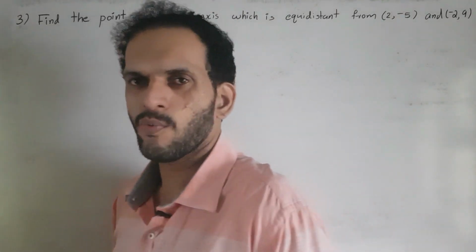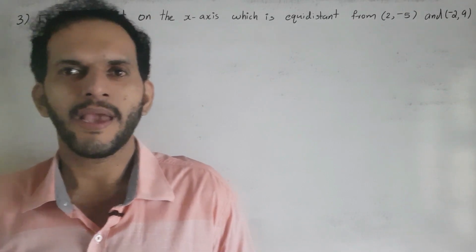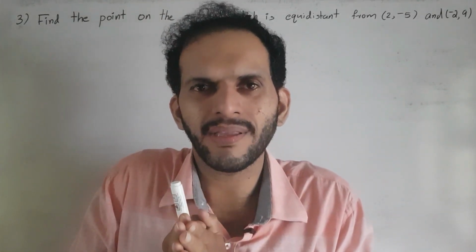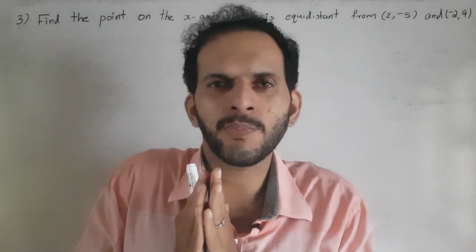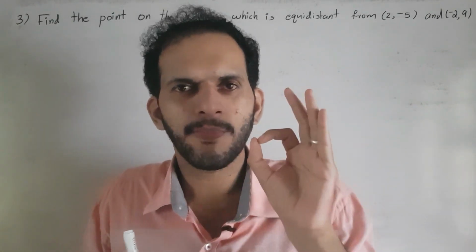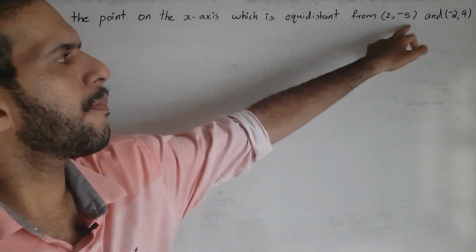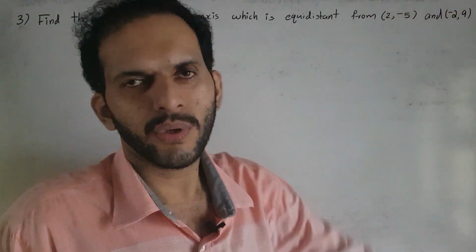Okay, here we are asked to find a point, and it is clearly given that the point is on the x-axis. Then what is the specialty of that point? That point is equidistant from the points (2, -5) and (-2, 9).